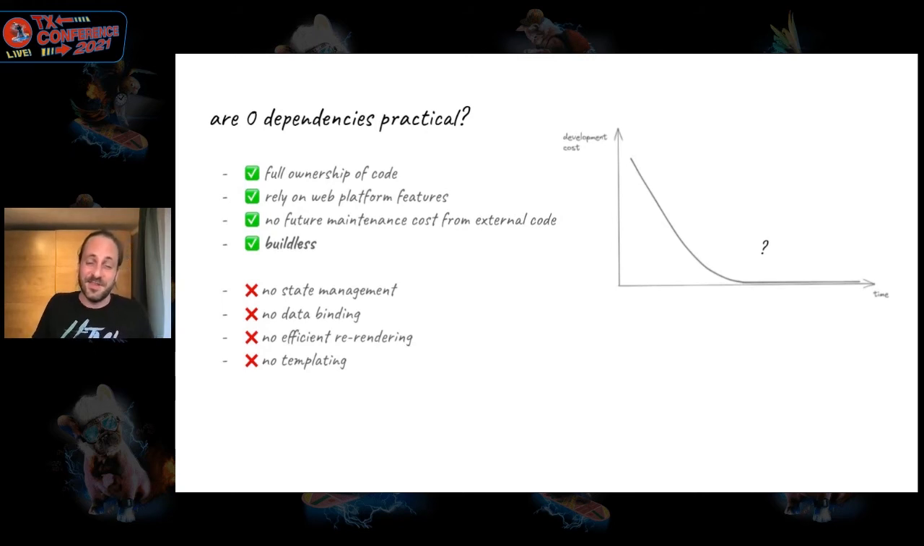Are zero dependencies practical? Can we achieve the goal of decreasing development costs over time? I would say it is somewhat possible, but the effort can be really high, depending on what you're trying to achieve, like quality control with unit tests and coverage information, and the things we are used to, like state management, data binding, rendering and templating. Those are dearly missed. So maybe not 100% practical in the real world yet. Nonetheless, the buildless experience is really standing out for me.